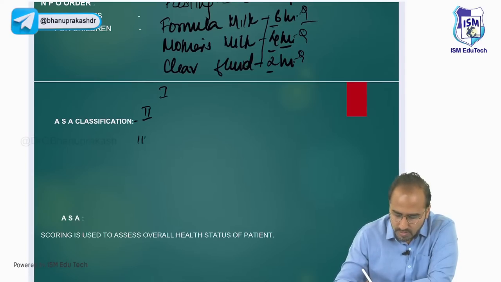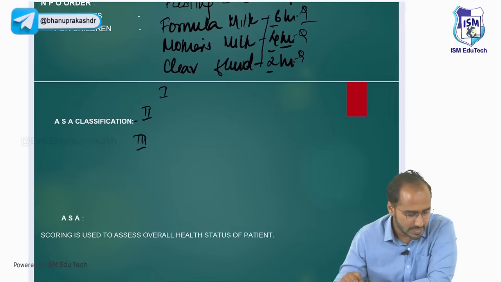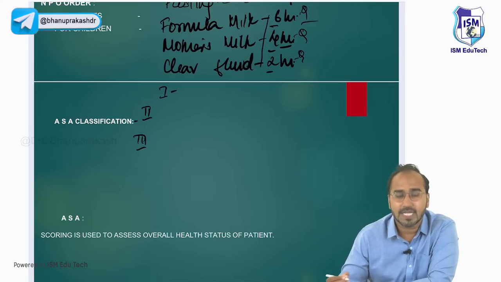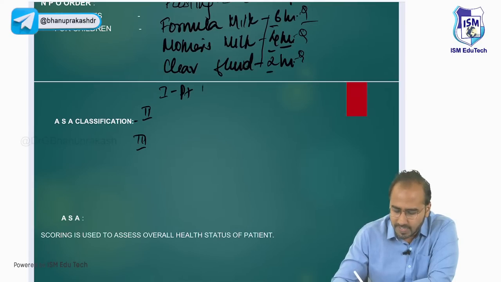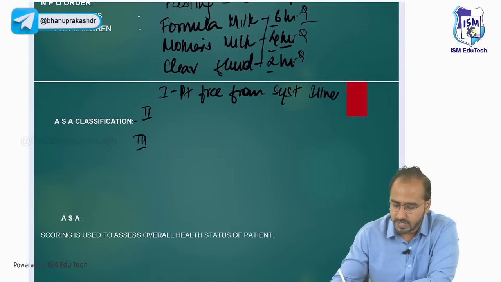1, 2, class 3, 4, 5 and 6. So class 1, what is ASA class 1? Any patient who is free from systemic illness. Patient free from what illness, guys? Patient free from systemic illness.